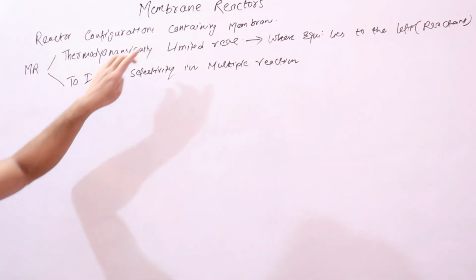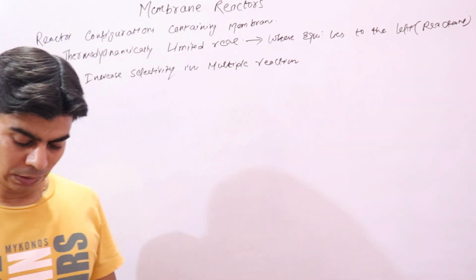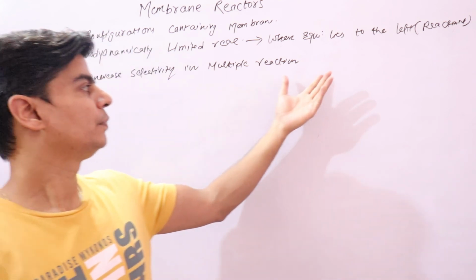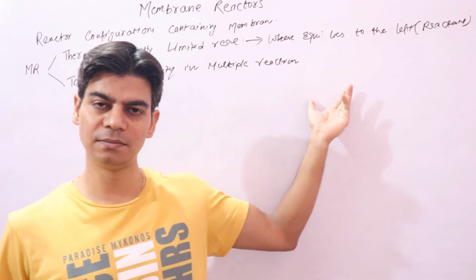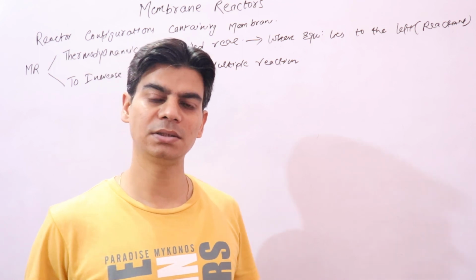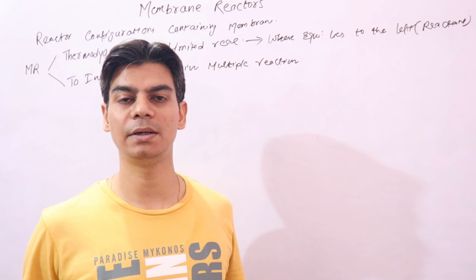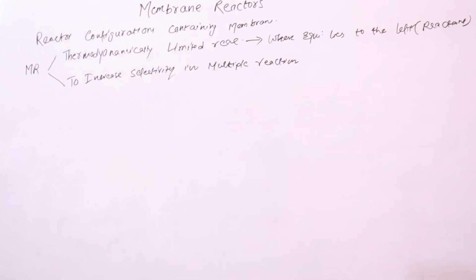Example of the first type of reaction is dehydrogenation that we will be discussing in this lecture, and the examples of the second type of reactions are partial oxidation of hydrocarbons. Then you have nitration. There are some more types of reactions where you have multiple reactions occurring, and we use a membrane reactor to increase the selectivity.